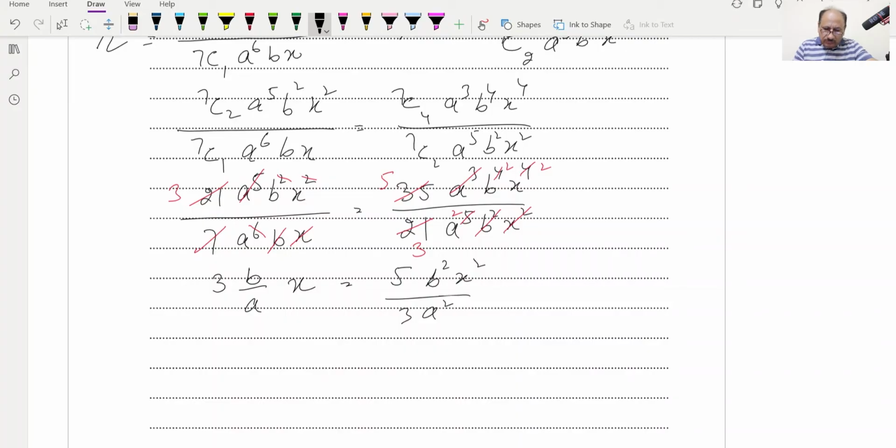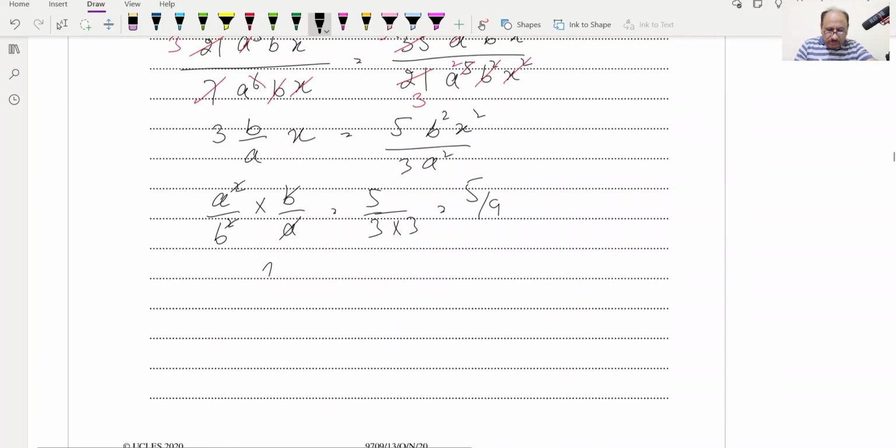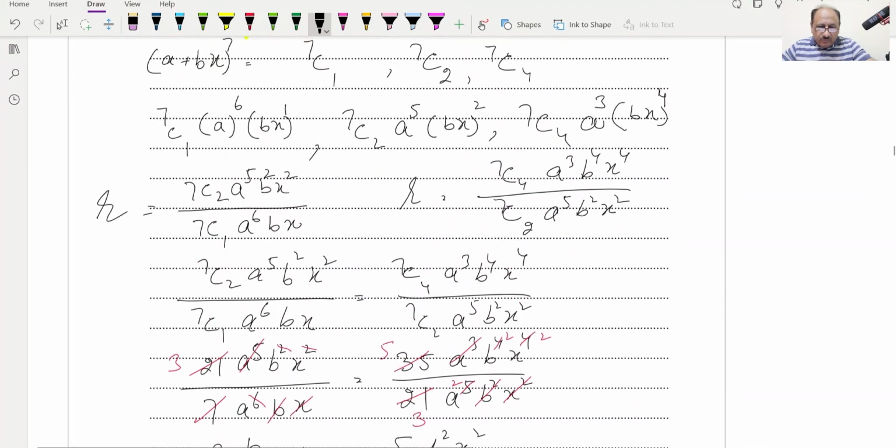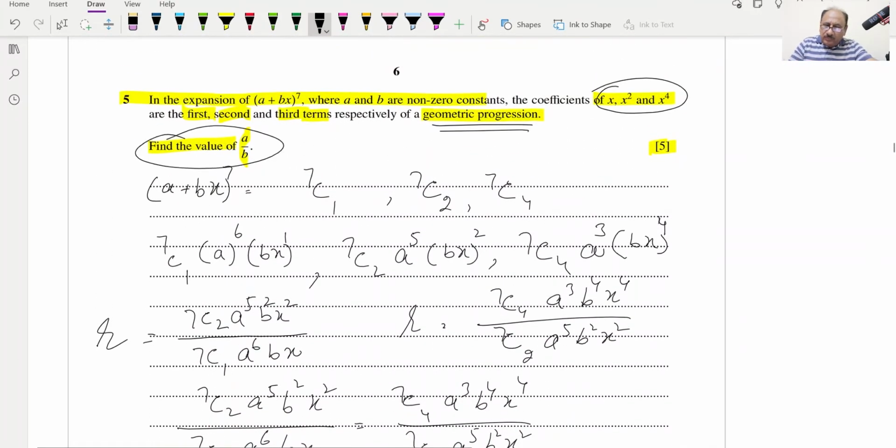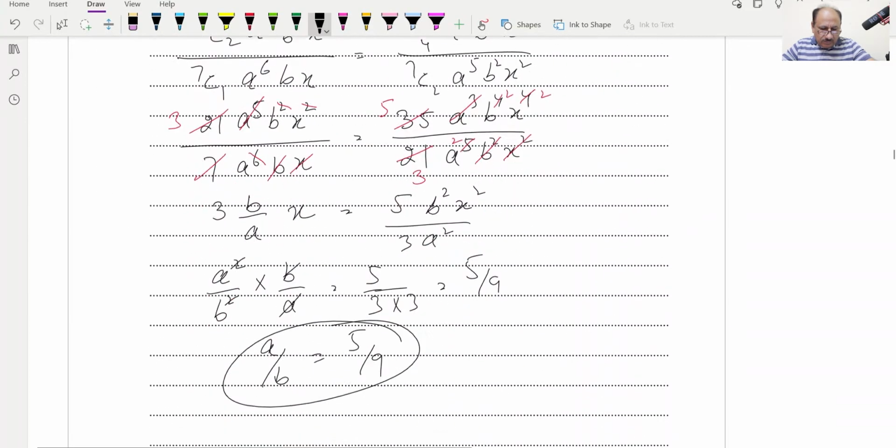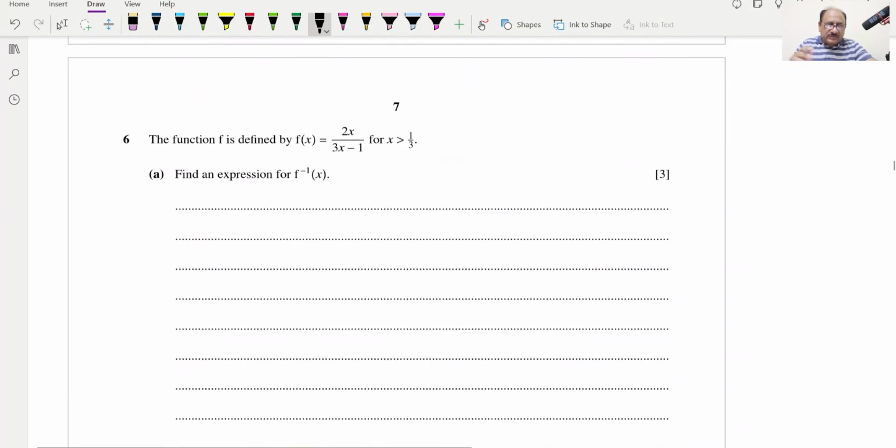and further we can cancel a squared. We can shift this a squared to the other side, so a squared over b squared into b over a is equal to 5 by 3, and this 3 will be shifted to the other side, so it will go as denominator, and this will be equal to 5 by 9, and this a will cancel with this one and b will cancel this, so a over b will be equal to 5 over 9, and this is the value which we were supposed to find, the value of a over b, and this was a 5-mark question which we are done. Hopefully you understood this. Now question number 6.